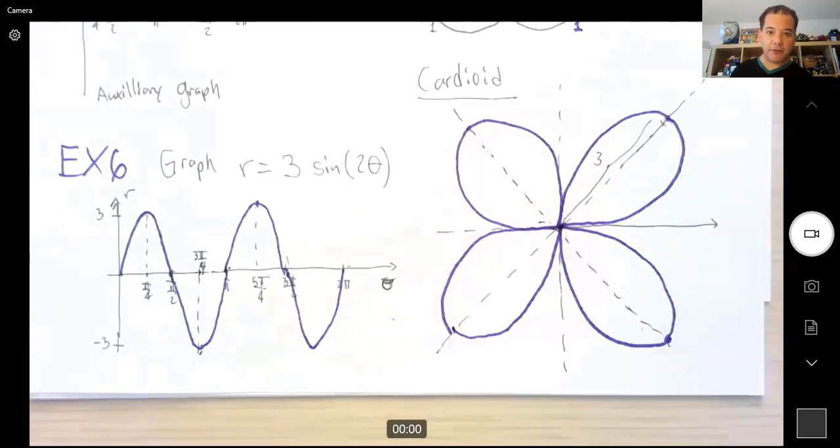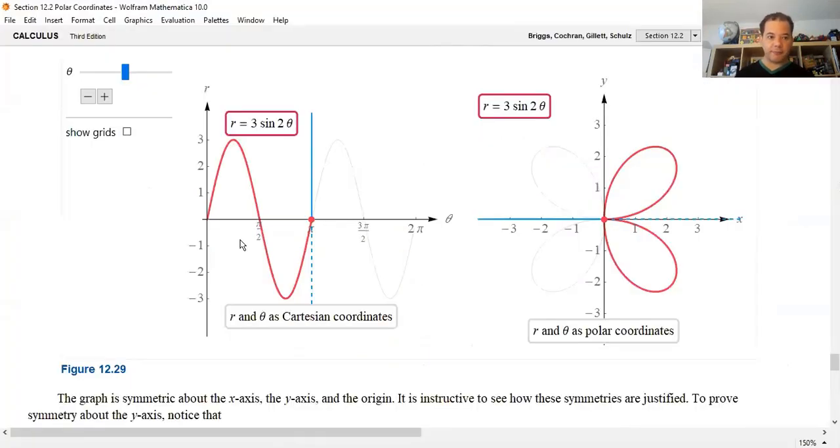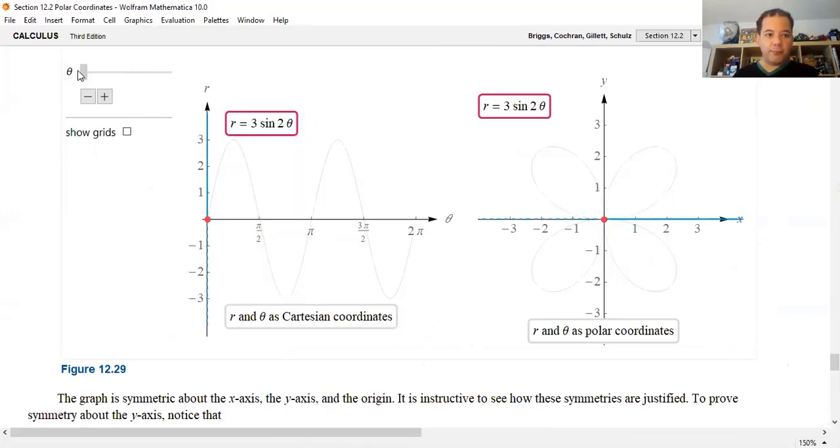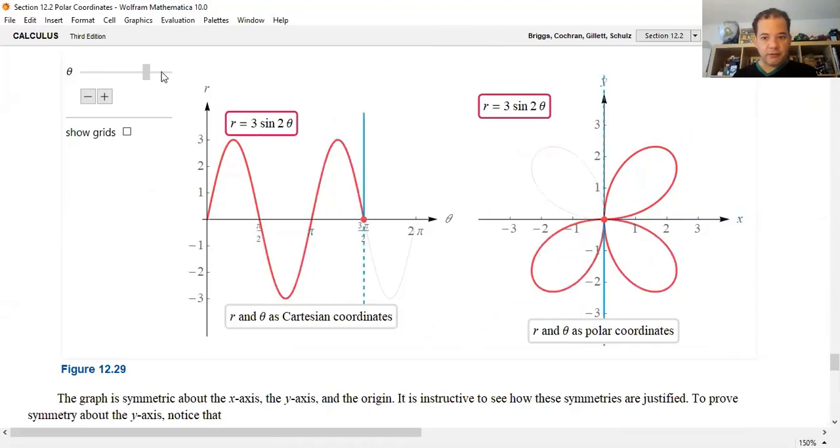All right, let me show it to you on our book. Have a better picture there. That's perfect. So here's how, as we move along from 0 to 2 pi over here, it draws the corresponding petal on the right side of the screen, the polar graph, till it finishes the entire thing.